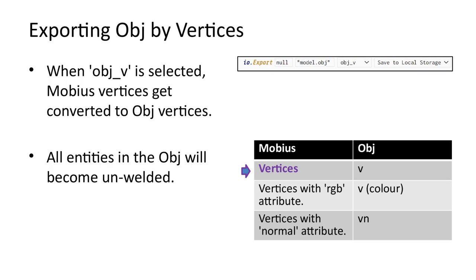Exporting by vertices means that Mobius vertices get mapped to OBJ vertices. With this approach, entities that were welded in Mobius will become unwelded in the OBJ file. The colors from Mobius vertices will be directly transferred to the OBJ vertices.